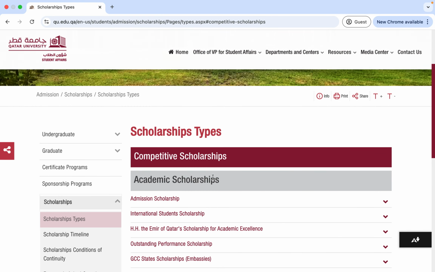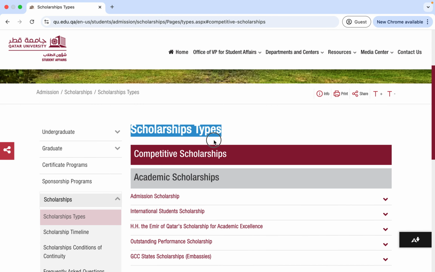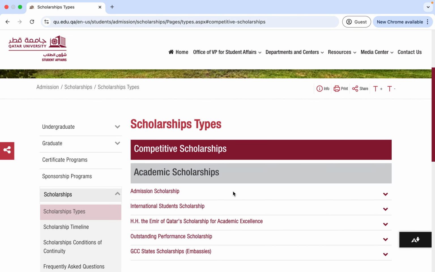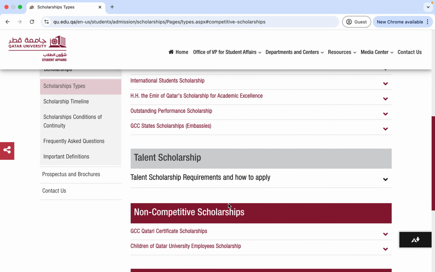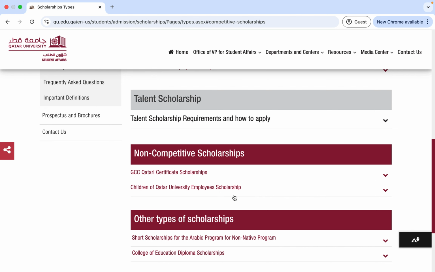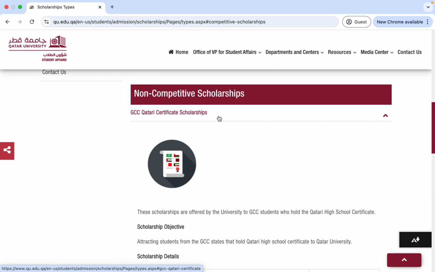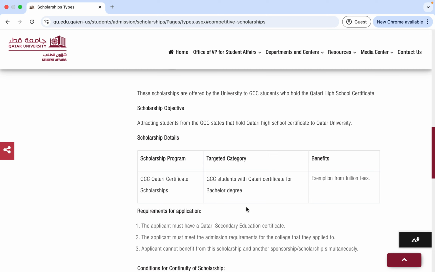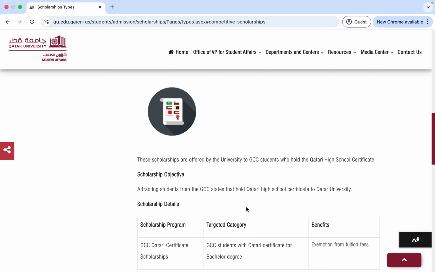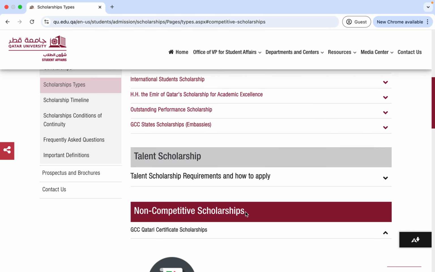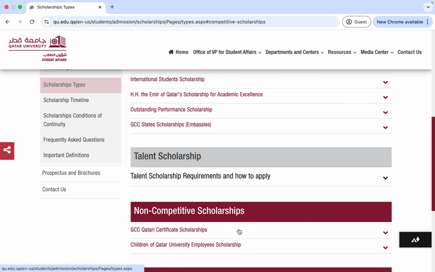Now you can see there are different types of scholarship. You can even see it written here, scholarship types. Under this competitive scholarship, you have these types of scholarships, and you also have the non-competitive scholarship. Depending on your nationality, you may not be able to qualify for some. For example, something like this is reserved for people within the Qatari axis. So you may not be qualified for this if you are from, let's say, the African continent or another continent. You have to just focus on the ones that you qualify for.